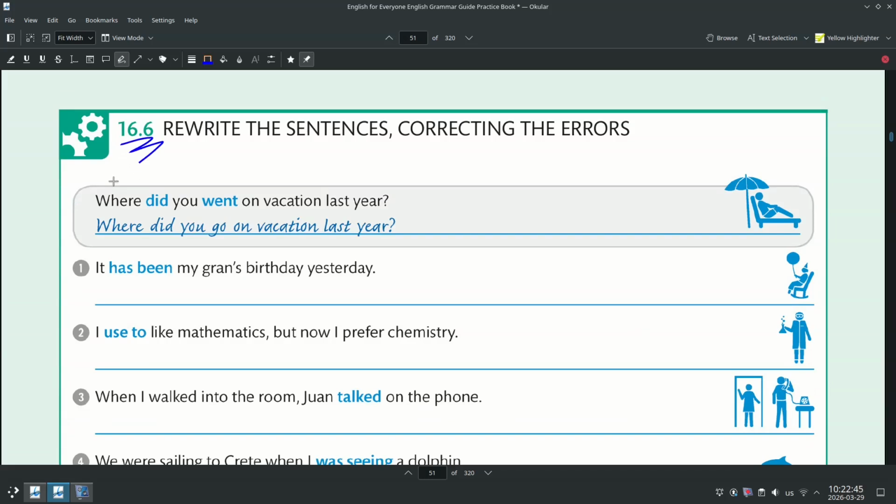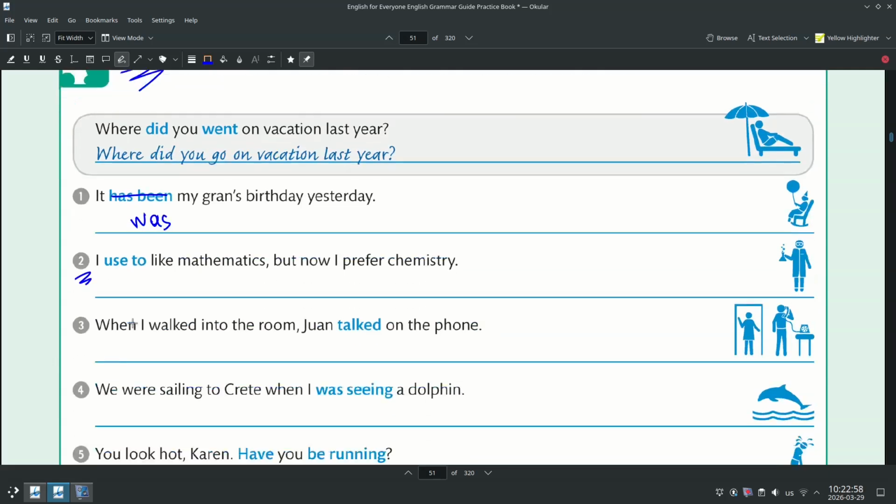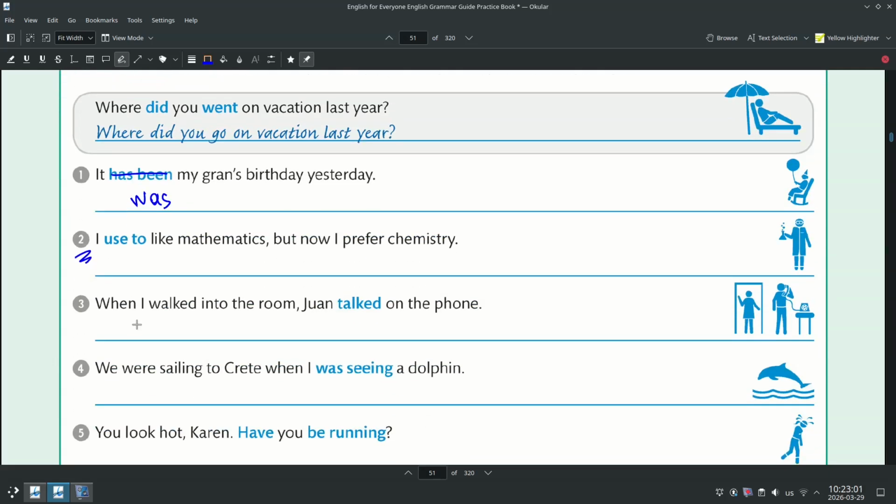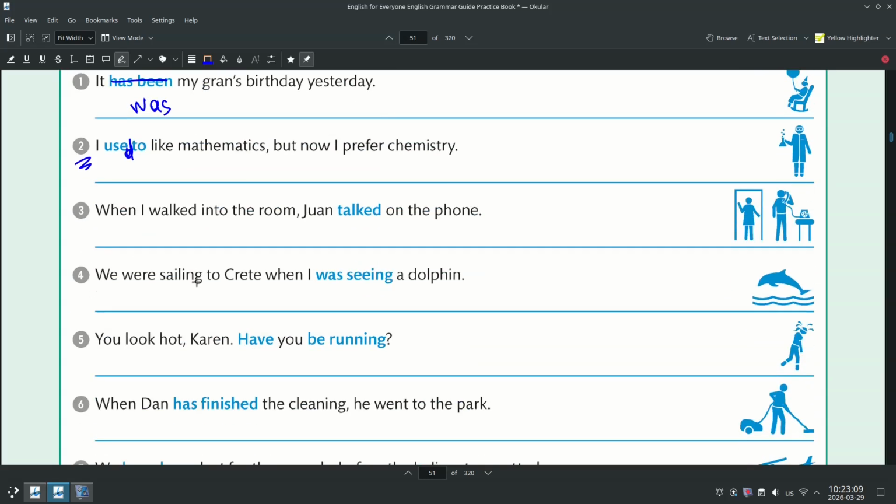16.6. Rewrite the sentences, correcting the errors. It has been my grandma's birthday yesterday. We have yesterday, that's why it was. Number 2. I used to like mathematics, but now I prefer chemistry. Number 3. When I walked into the room, Juan was talking on the phone. So he was in the middle of this process.